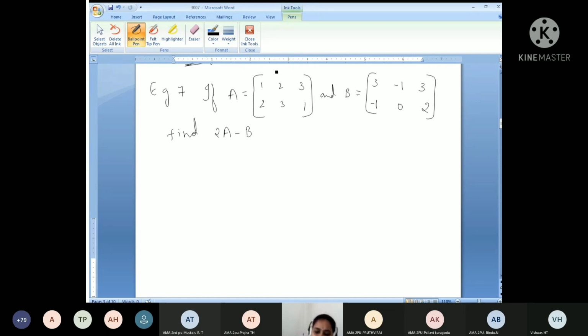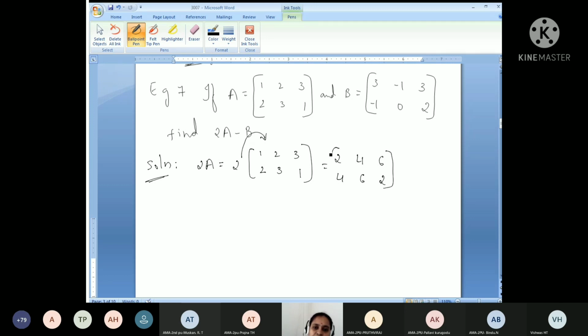Look, first we need 2a, right? So let me write 2a first. What is 2a? For this solution, let me find out 2a first. It is 2 into the matrix 1, 2, 3, 2, 3, 1. You have to multiply 2 inside the matrix, that means every element needs to be multiplied. 2 ones are 2, 2 twos are 4, 2 threes are 6; 2 into 2 is 4, 2 into 3 is 6, 2 into 1 is 2. This is our 2a.